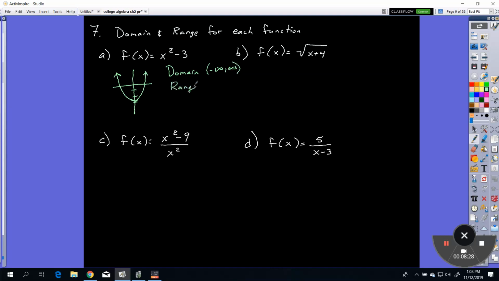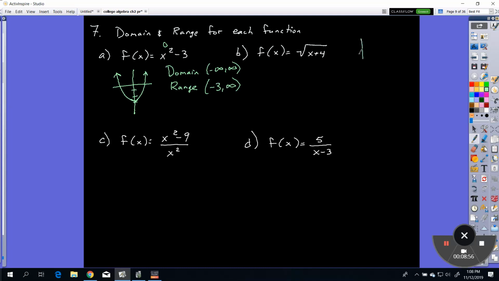The range. If I look at the range, the bottommost y value is at -3. So -3 to infinity. The other way you could do that is plug 0 in here. 0 squared minus 3 is -3. That's the lowest value, because when you plug 1 in, you have 1 squared minus 3, and then 2 squared, and so forth. Those numbers are getting bigger. So you can see that there's not ever a lower value than -3.